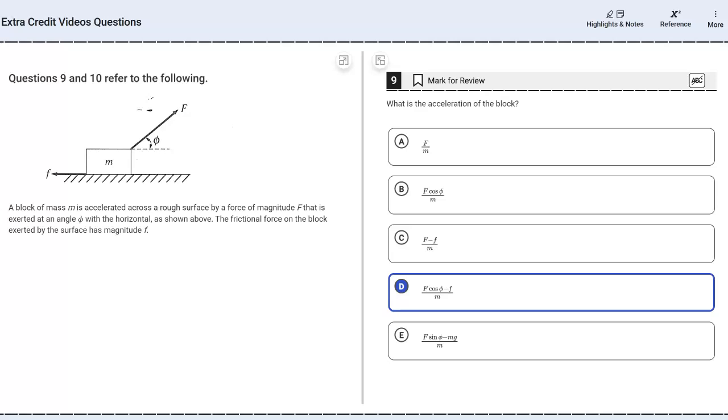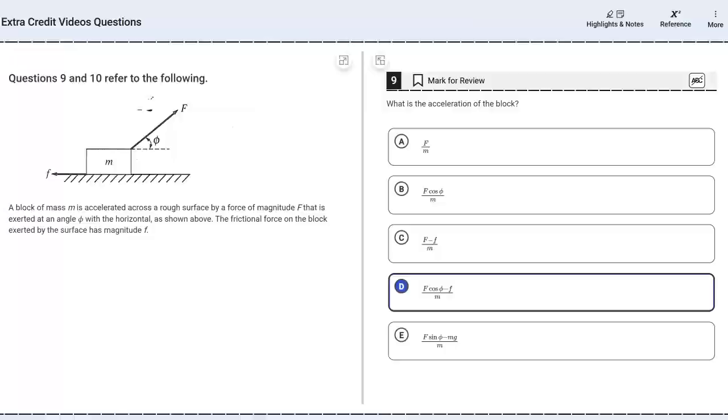Hi, this is the fourth extra credit AP Physics C problem that I will be walking you guys through. So, we're given a forces question and asked to find the acceleration of the block.